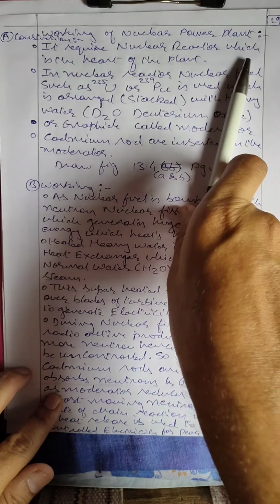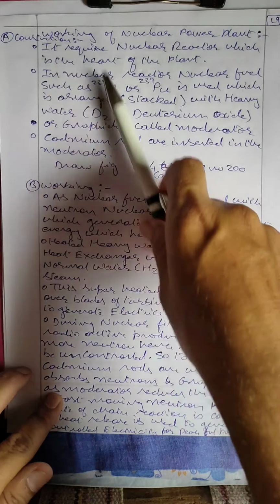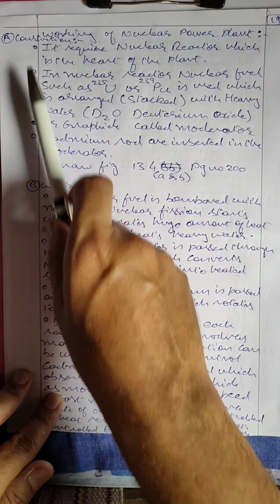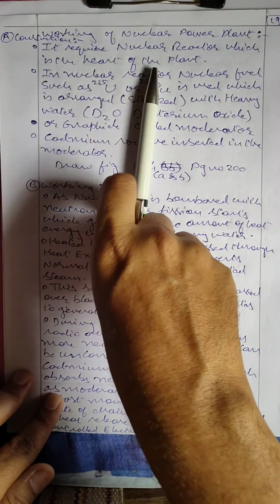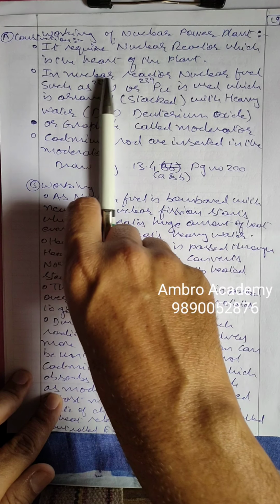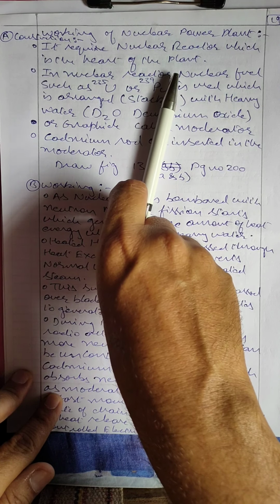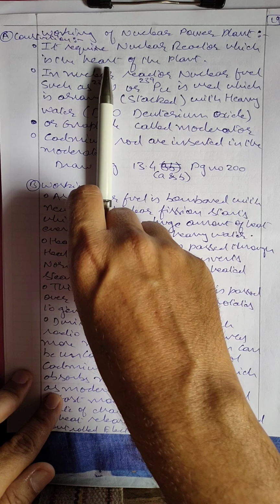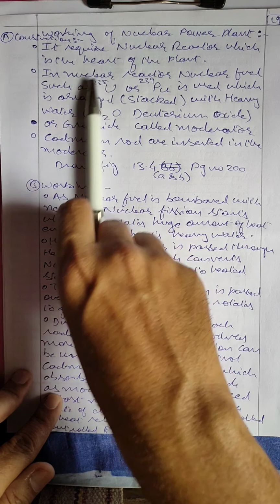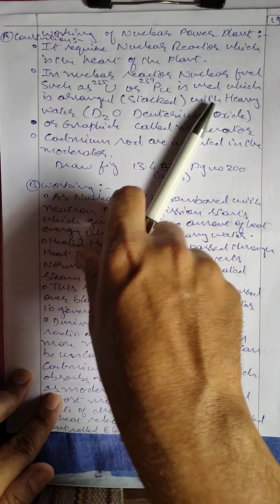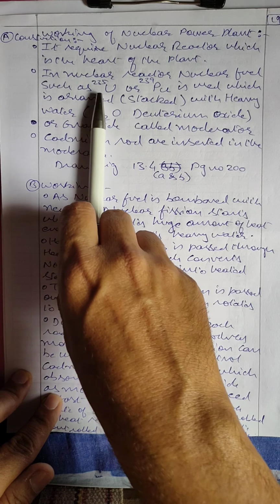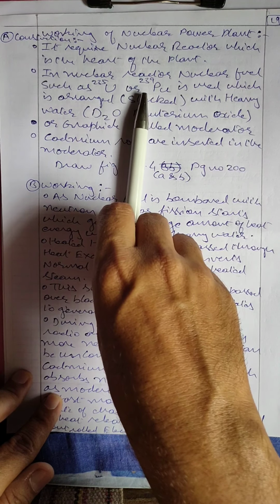Before starting the working, I have divided this into two parts. Number one is construction. So what it requires: a nuclear reactor, which is used to heat the plant. It is the heart of the plant. Nuclear reactor is the heart. Number two, the nuclear reactor uses nuclear fuel such as uranium 235 or plutonium 239.